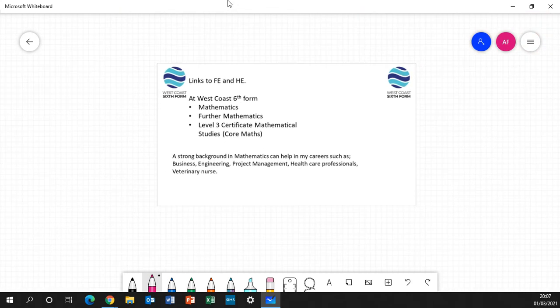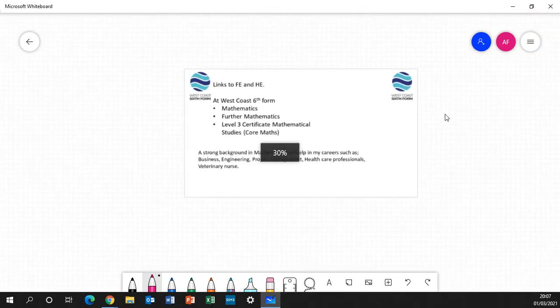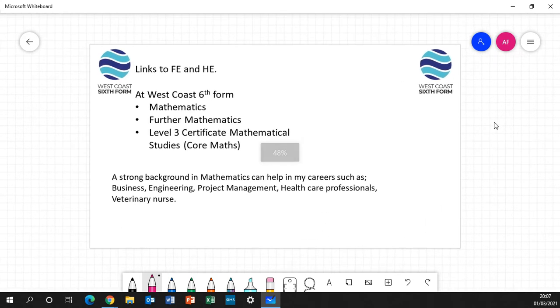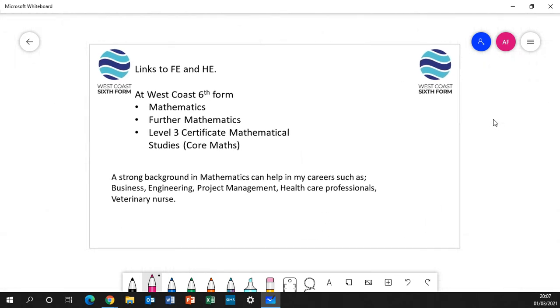Maths obviously is an exceptionally important subject, which is embedded across most of the curriculum. Our guidance and how we focus our curriculum is to ensure that you've got lifelong learning after you finish GCSE. We would obviously like you to stay for higher education, further education with West Coast Sixth Form, and here are some of the options that you have.